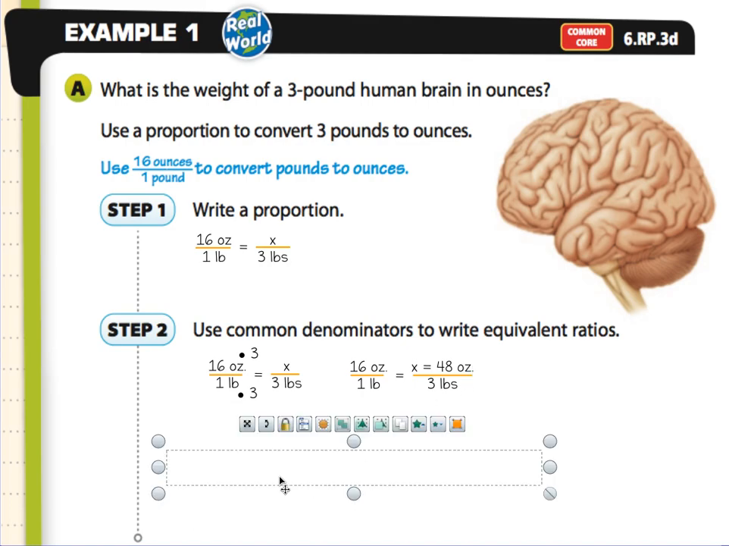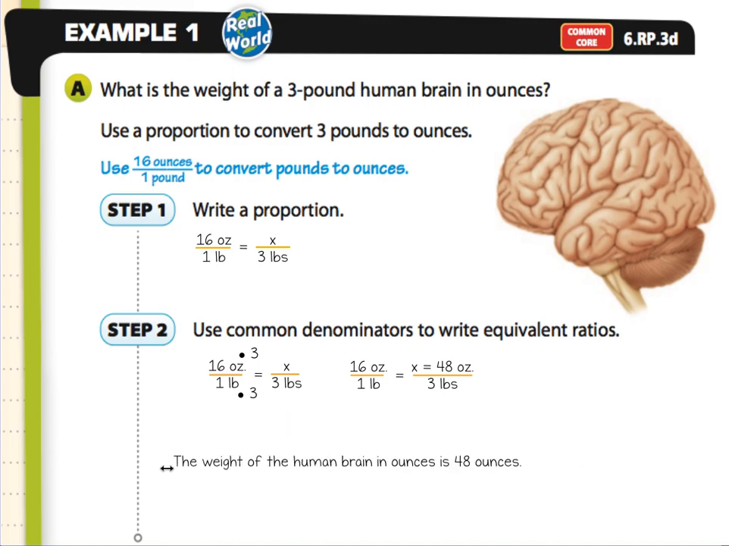So that 3-pound human brain that you are carrying around in your noggin all day is going to weigh 48 ounces. Right? So we set it up again as a proportion. Our conversion factor is that 16 ounces is equal to a pound. So 16 over 1 is equal to X, because we don't know the ounces, over 3. And then we use our equivalent ratios to find the answer.